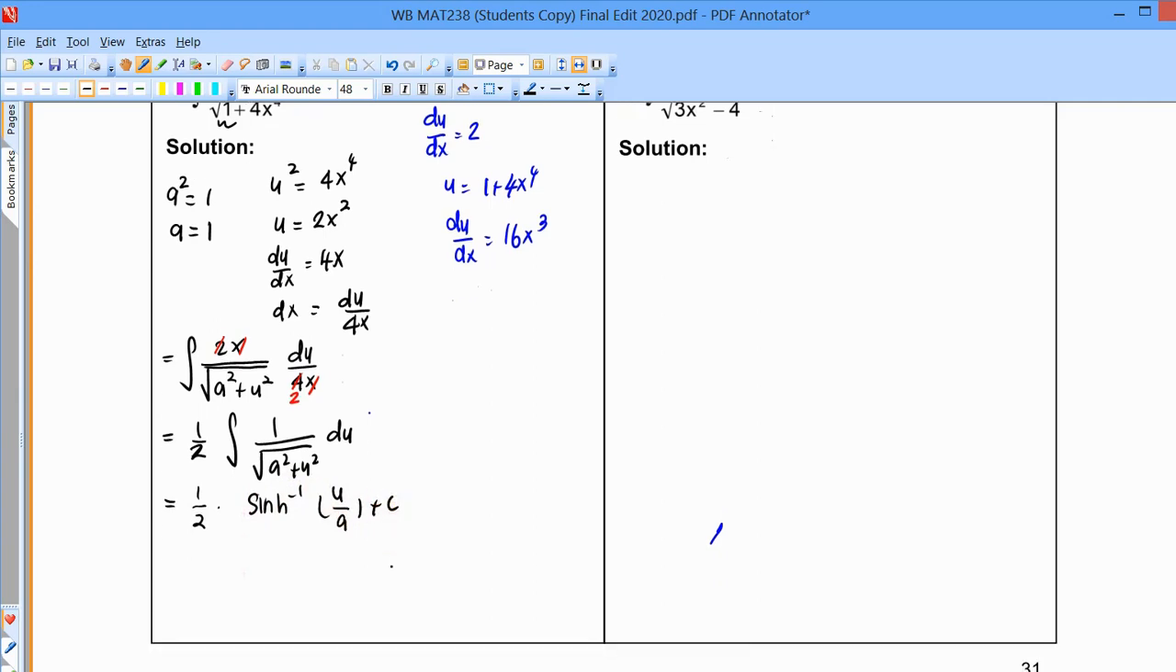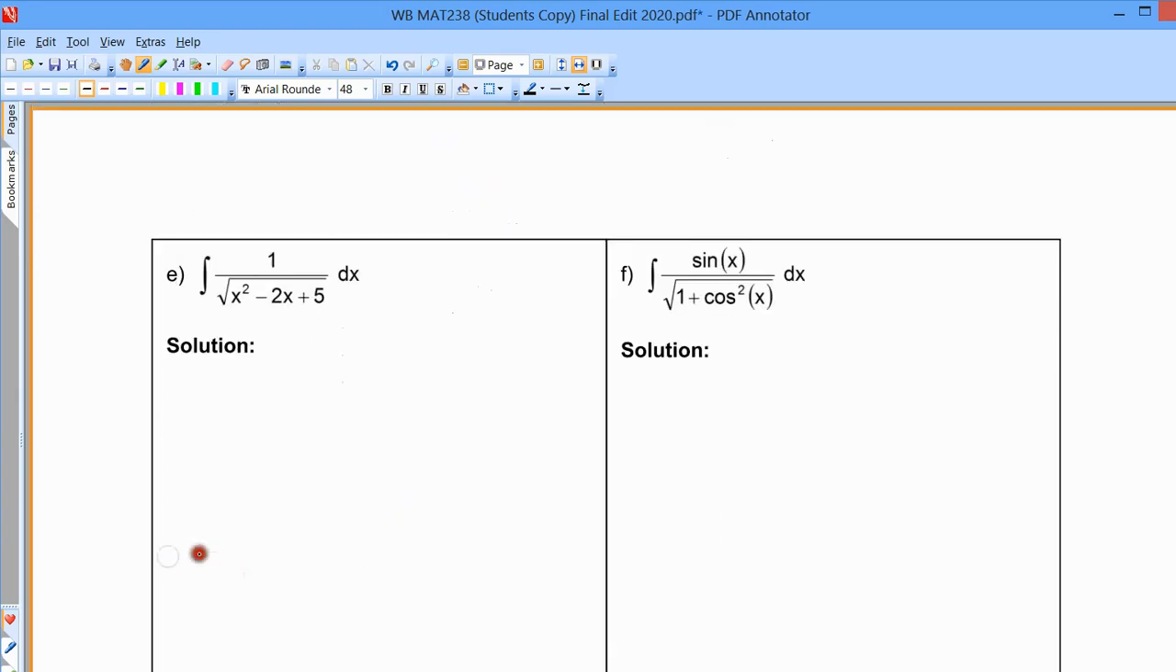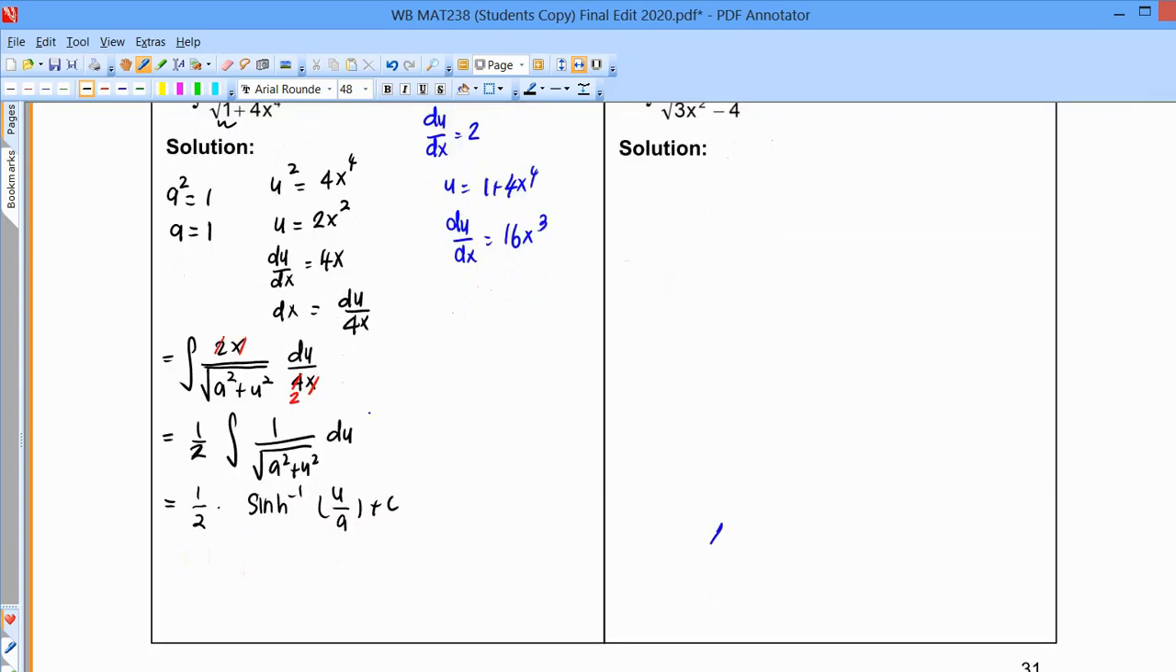Then your final answer is 1 over 2 inverse hyperbolic sine, u is 2x squared, and then a is 1, plus c.